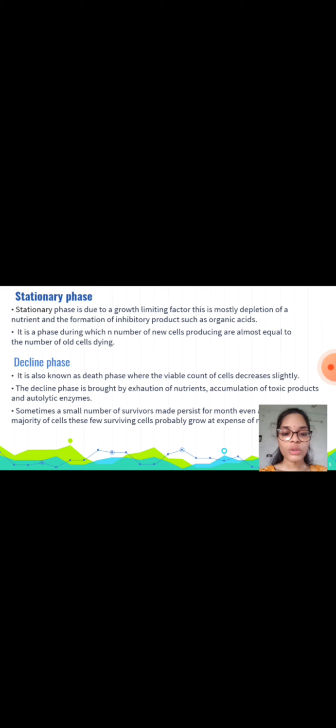So there we can observe that the curve is being inclined at that stage.